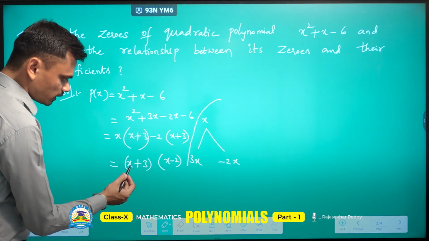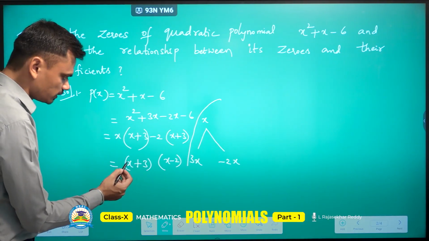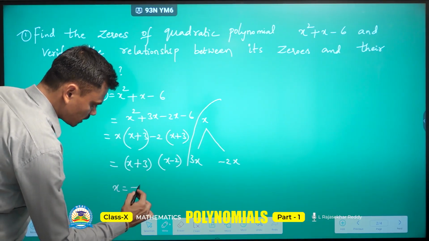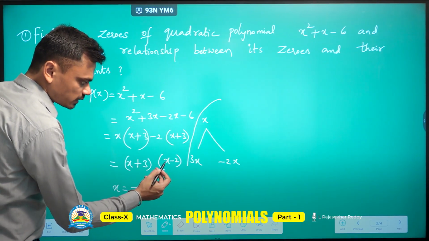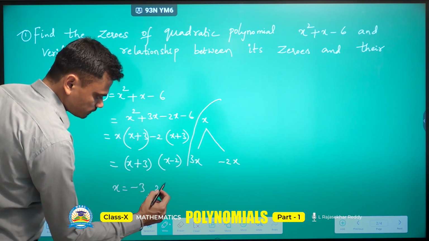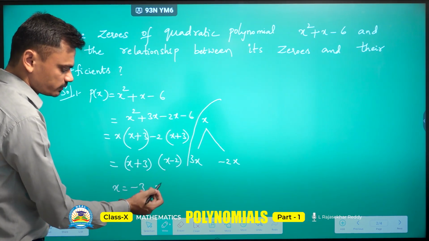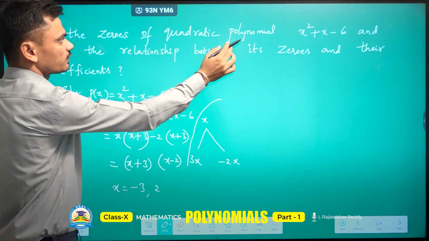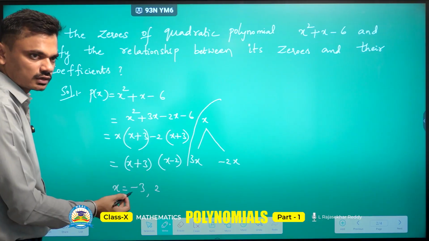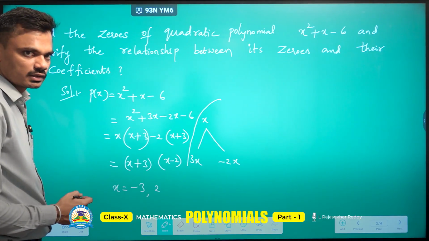Now if x plus 3 is the factor, then the x value is minus 3, because minus 3 plus 3 becomes 0. Here minus 2 is there, so the x value is plus 2, because plus 2 minus 2 becomes 0. Okay. So this is how to find the zeros of a quadratic polynomial. Two zeros we got. You can take one as alpha and another one as beta.